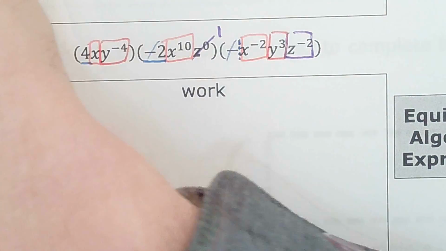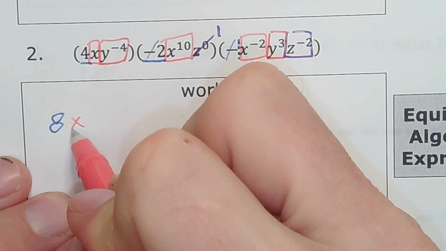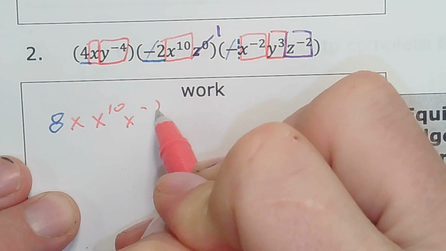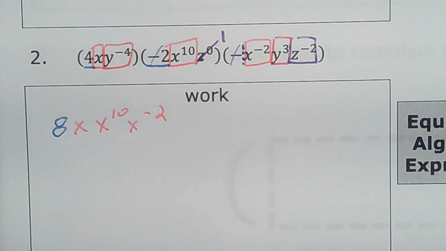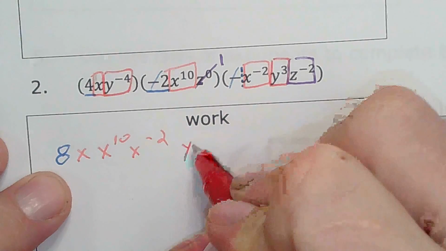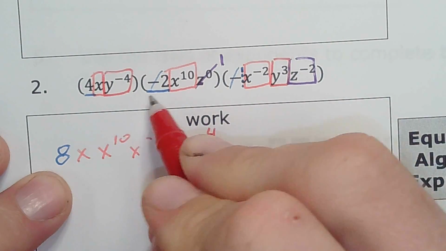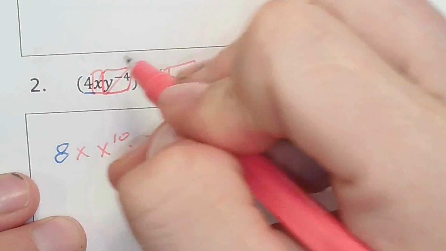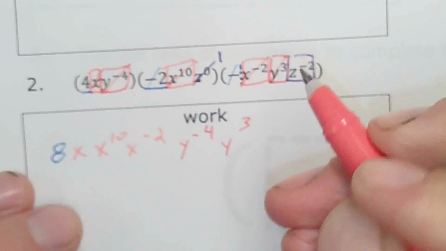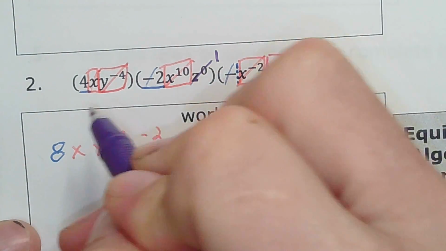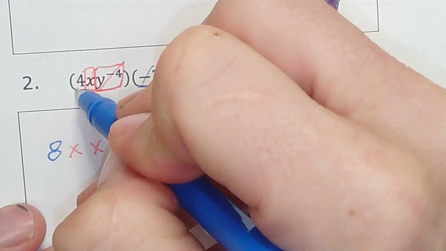And now I'm just going to go ahead and write x to the 10th, x to the negative 2. All right, that's a good way to line it up. Okay, and then I'll go to my y. I have y to the negative 4th, and then y to the 3rd. Okay, I'll mark these off while I go, just to make sure I don't forget any term. And then I have z to the negative 2, z to the negative 2. Got that one, and I already combined these ones.